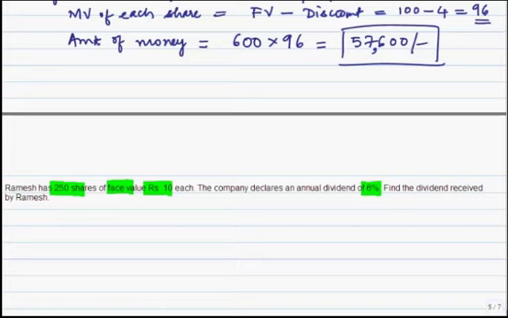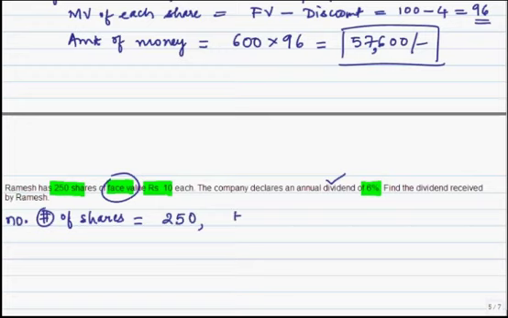Let us again recollect that dividend is always given on face value. So let us write down what is given. First thing given is the number of shares. You might be wondering why I am writing this symbol. Actually you can write NO also, but I am used to writing the hash symbol. Anyway, number of shares is equal to 250. Face value of each share is rupees 10 and dividend is given as 6%.